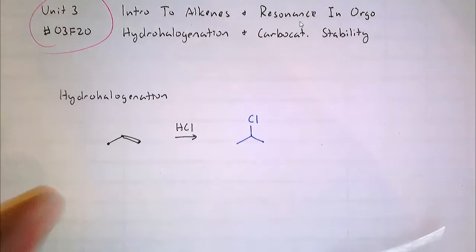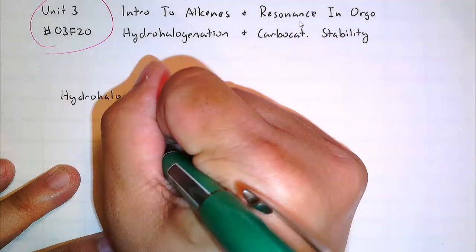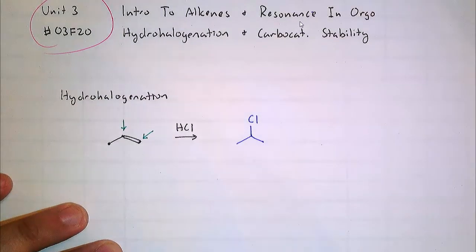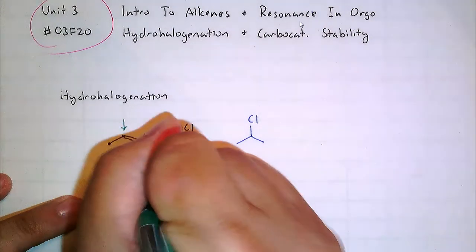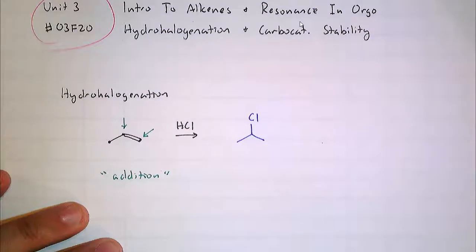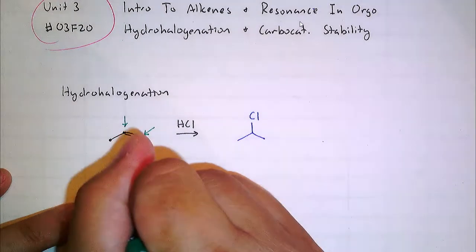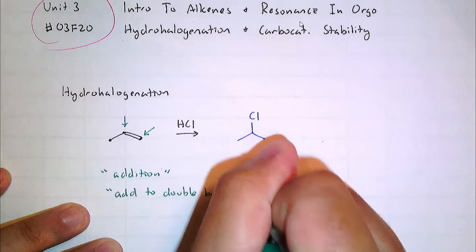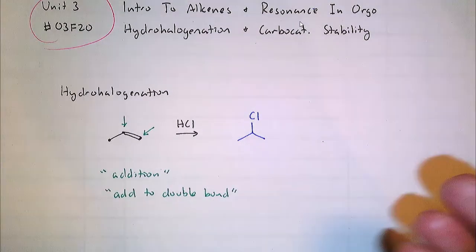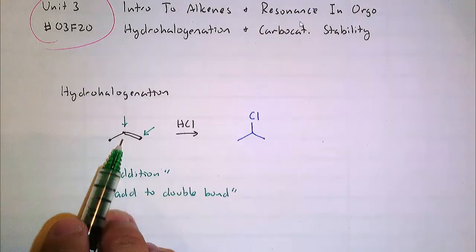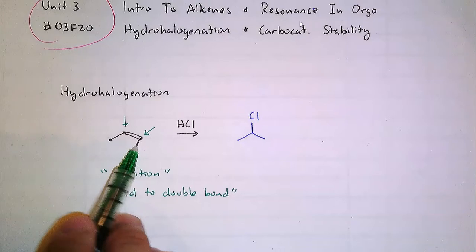In these types of reactions, typically you're going to add something to each of the carbons of the double bond. So this is also called an addition reaction. We're adding to the double bond. In contrast, it's not a substitution. We're not substituting any atom for another atom. We're just adding. And what happens is that both of these carbons now have 4 single bonds.